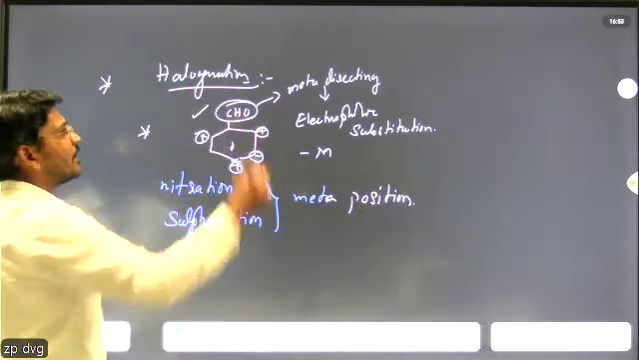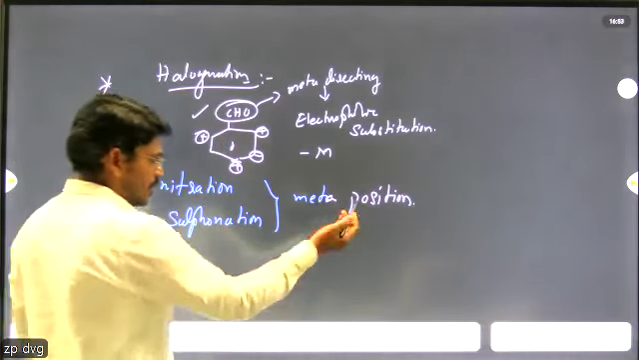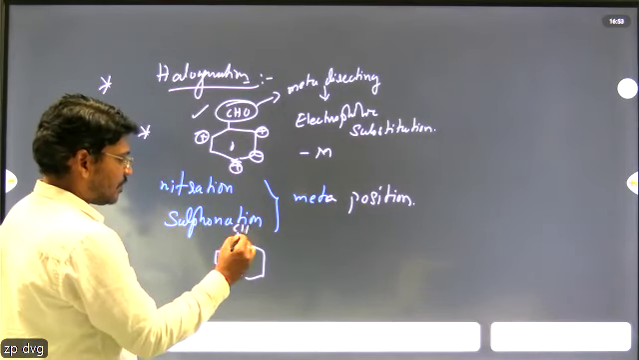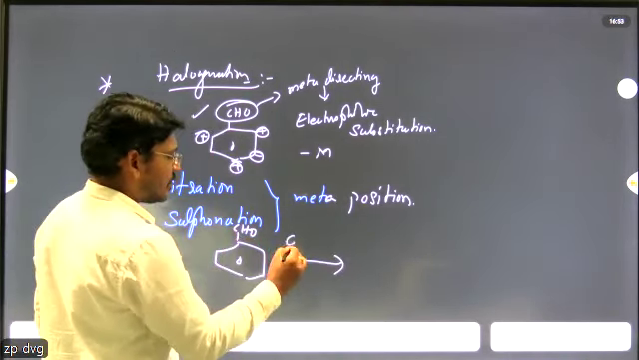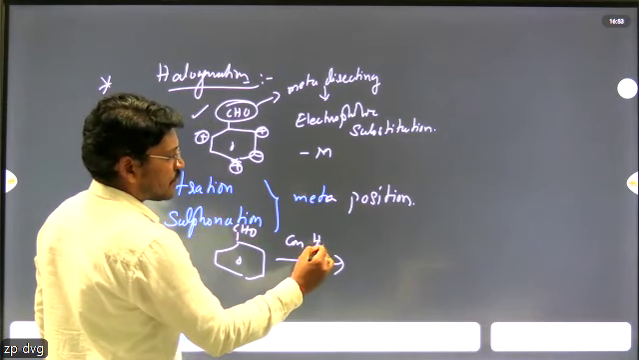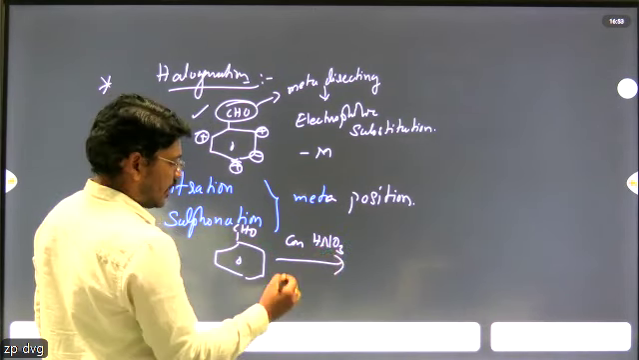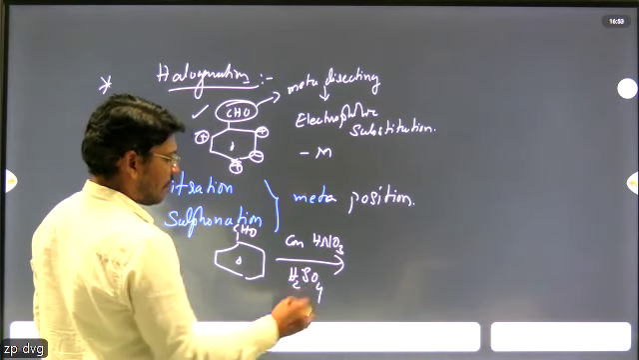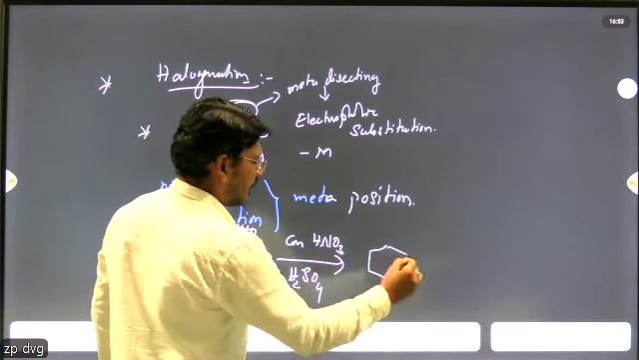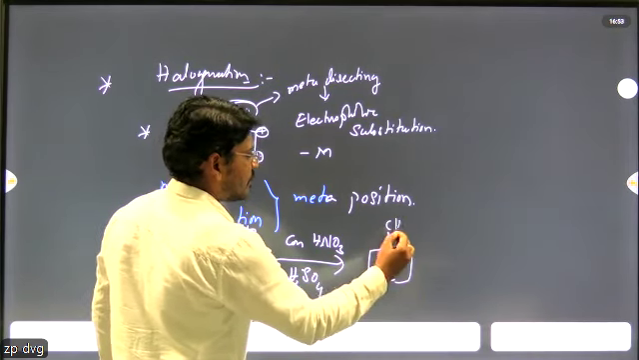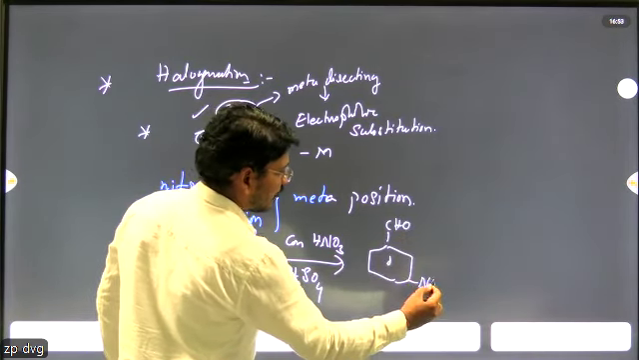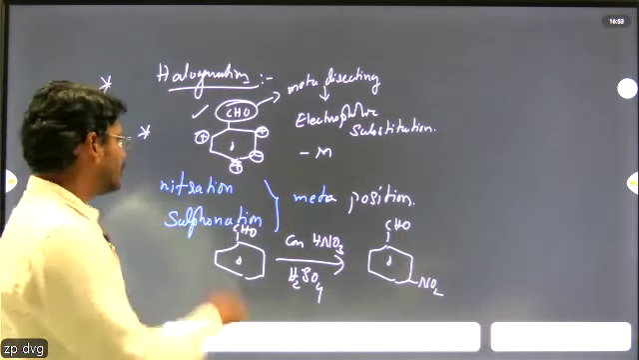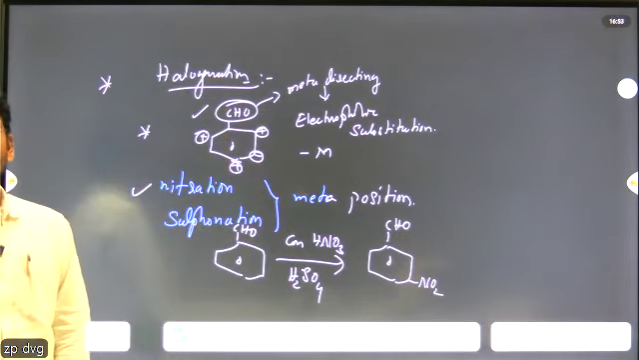Because this group acts as a meta directing group, the attack happens at the meta position. For example, if we consider benzaldehyde and add concentrated HNO3 as well as concentrated H2SO4, then finally the nitro group attacks the meta position, because that is a strong meta directing group. So this is all about electrophilic substitution reactions.